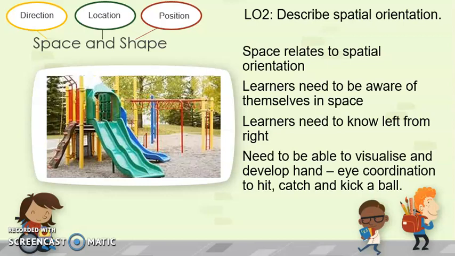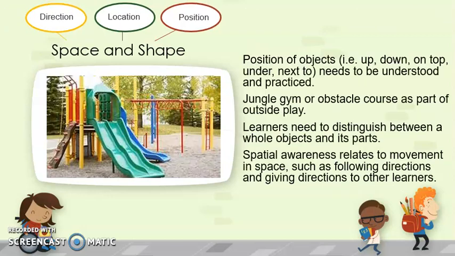Space relates to learners' spatial orientation, which in turn involves aspects such as direction, location, and position. Learners need to be aware of themselves in space. Learners need to know left from right. They need to be able to visualize and develop hand-eye coordination in order to hit a ball or catch a ball or even kick a ball.